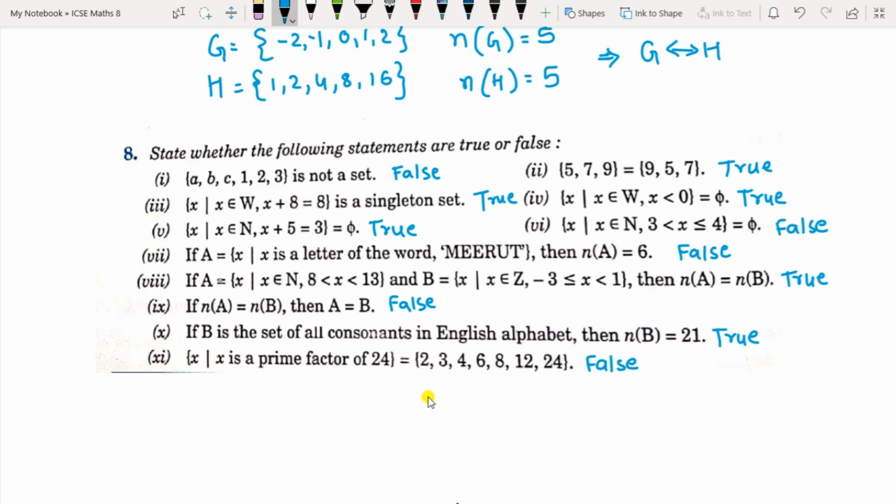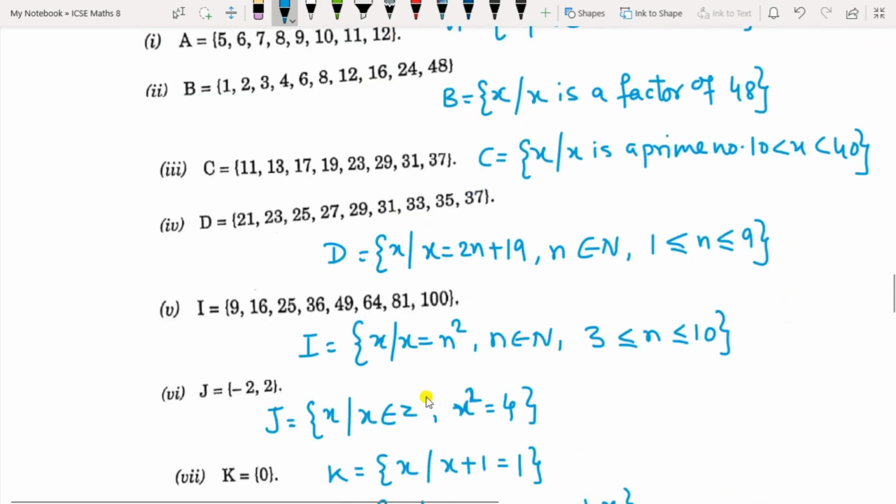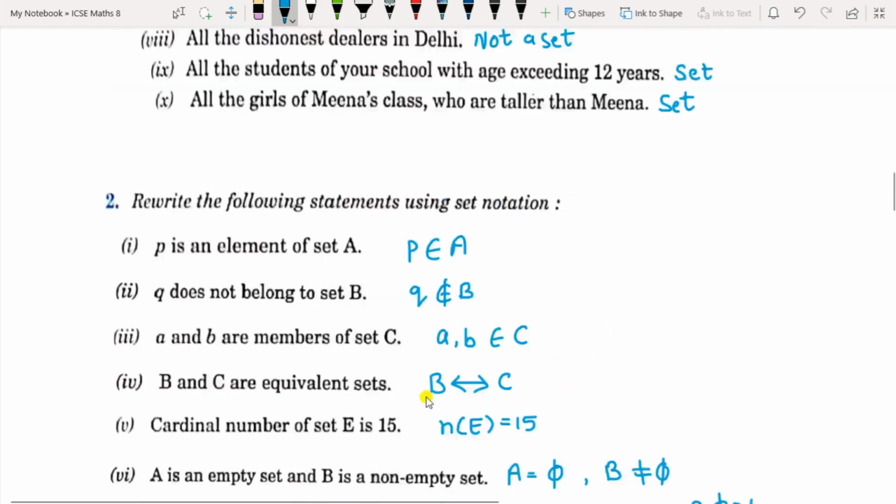Okay, so this was all about your exercise 5A. You have to read all the definitions properly.